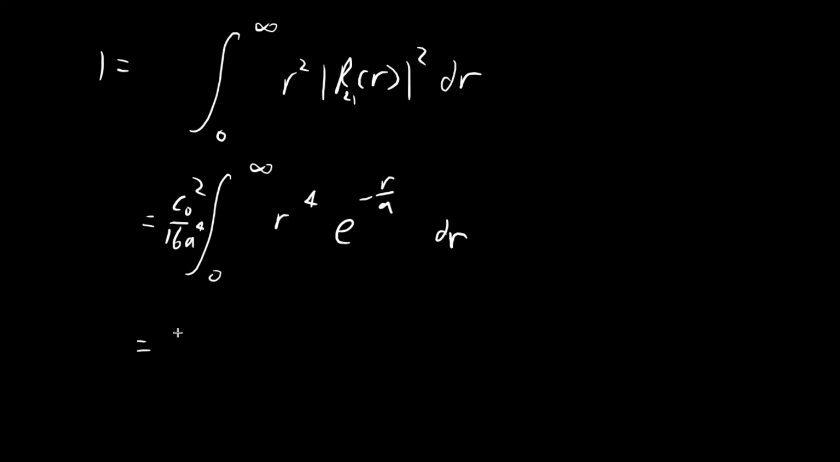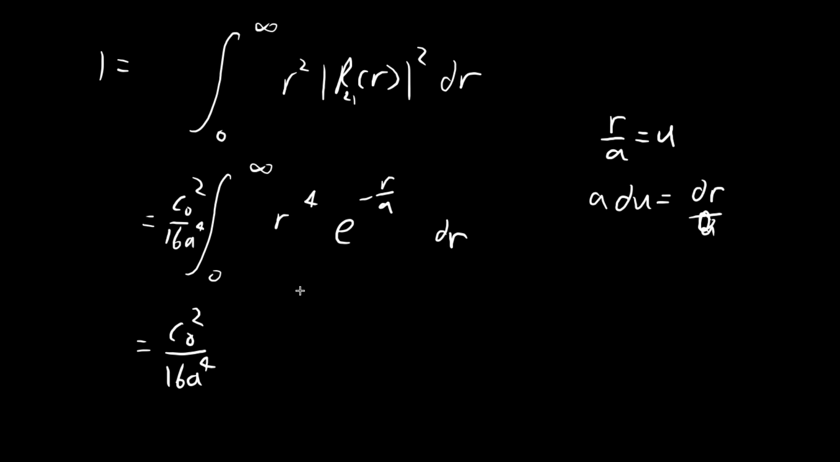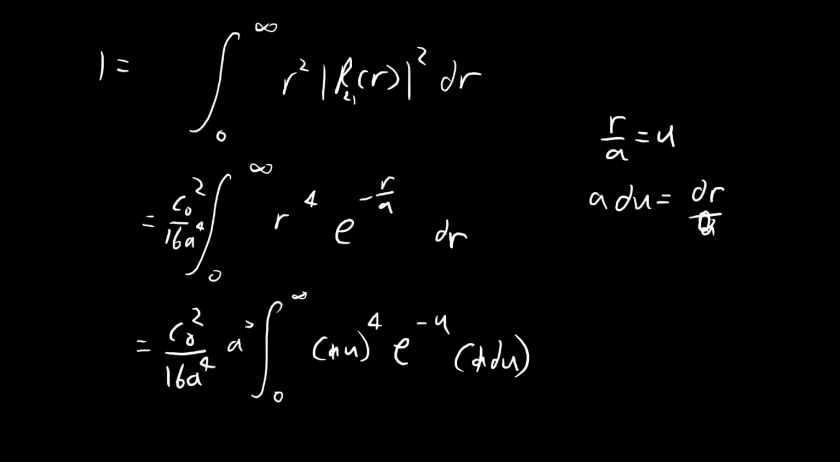So we're going to pull a similar trick as we did last time. First of all, I'm going to let r over a be equal to u, so that means du is equal to dr over a, so that means dr is equal to a times du. So what I'm going to get is that the bounds stay the same, it goes from 0 to infinity. This r to the power of 4 becomes a to the 4 u to the power of 4, and then we have e to the power of negative u, and then the dr becomes a du. So you can see that we can pull out the a to the power of 5 over to the outside.